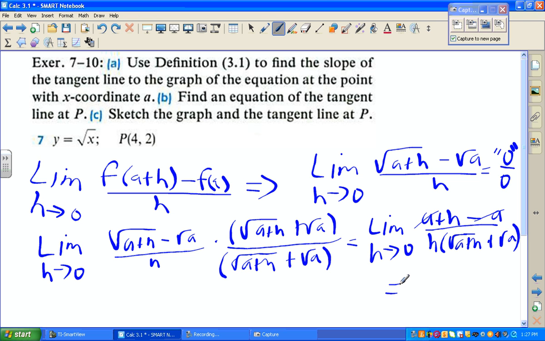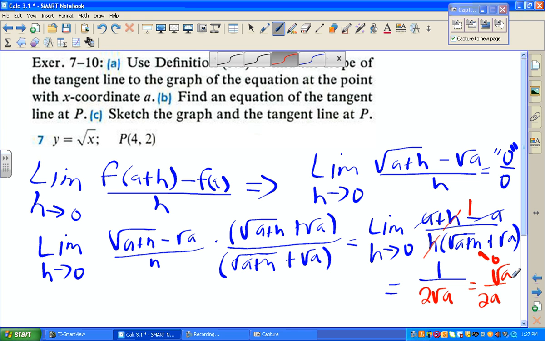So it leaves you with 1 over. The H's will divide off, giving you a 1. This will turn into a 0, 2 square roots of A, or 1 over 2A with the square root of A if you rationalize it.